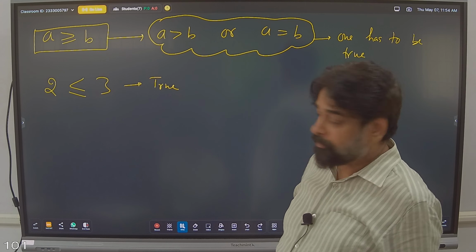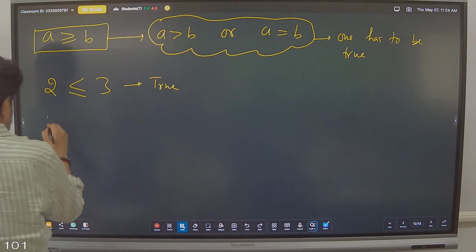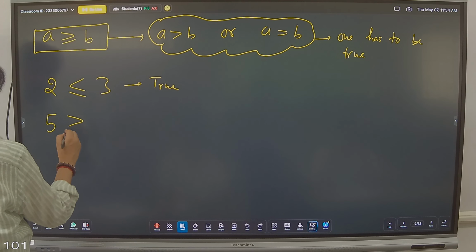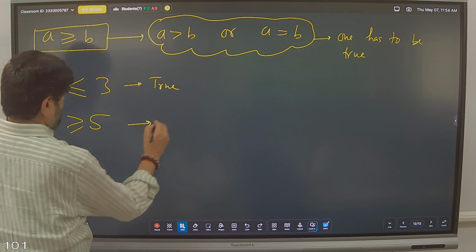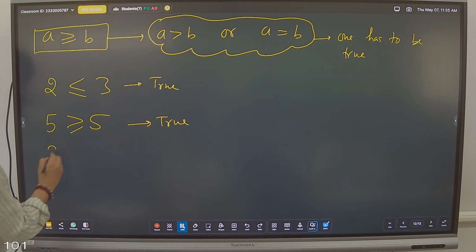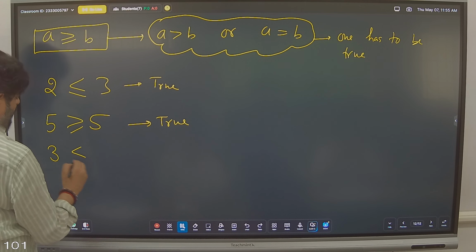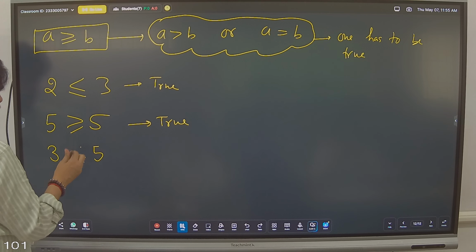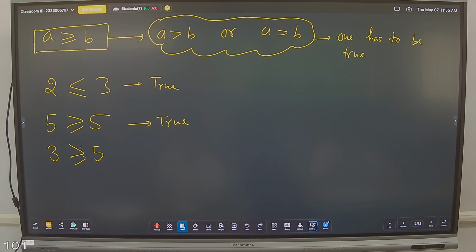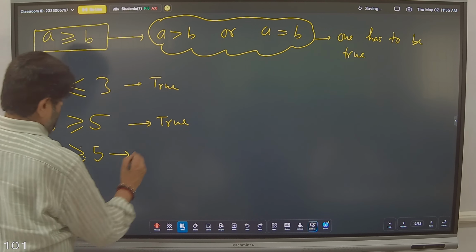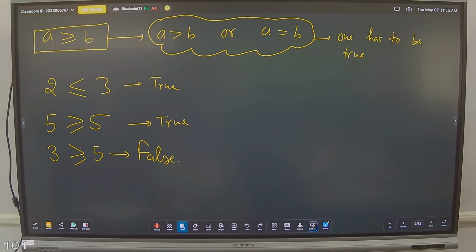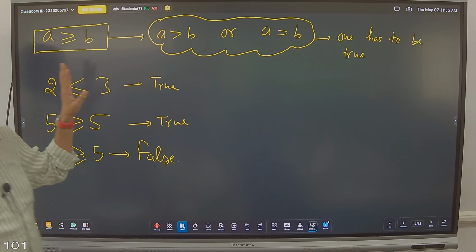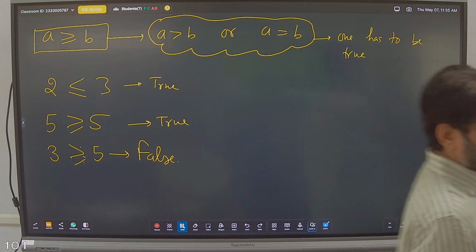Is it clear? Tell me. 5 greater than or equal to 5: true, because one is true. 3 greater than or equal to 5: false. Neither is 3 greater than 5 nor equal to 5, so it's a false statement. Are you getting my point? Whenever you write a statement, it has some meaning, and you have to keep that meaning in mind.